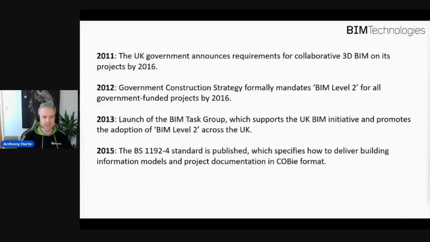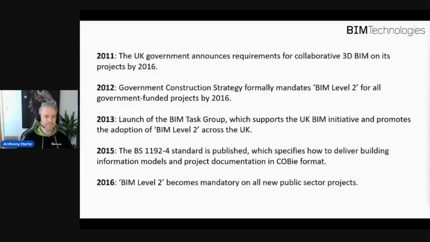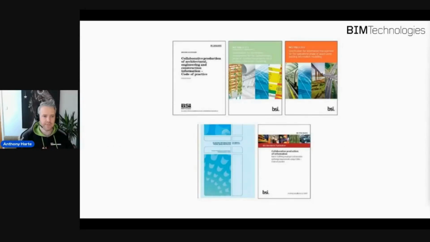Then in 2015, we saw BS 1192 Part 4 published, which specifies how we should deliver information models and project documentation in a standard format, known as COBie. And in 2016, that deadline hit for BIM Level 2 to become mandatory on government-funded projects within the public sector. That really gave us a basis of some British Standard and PAS documents within the UK, and they ran for a few years.